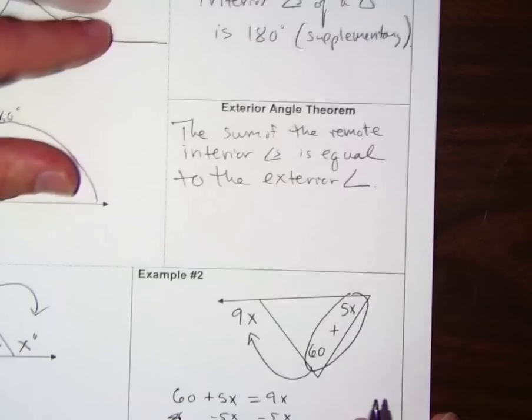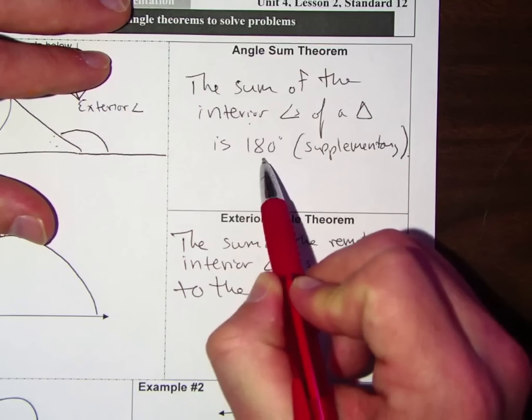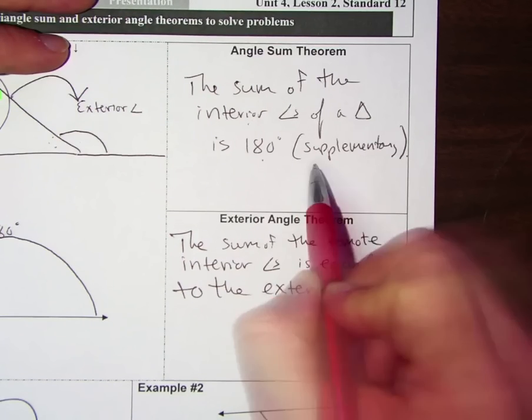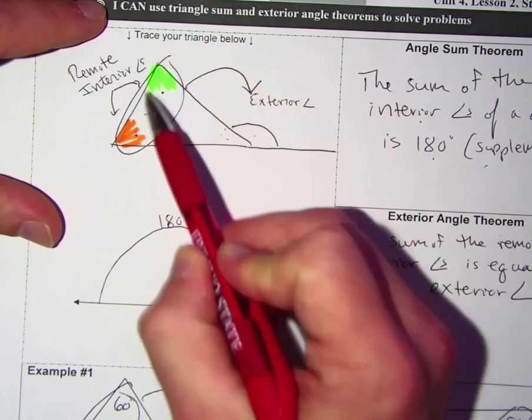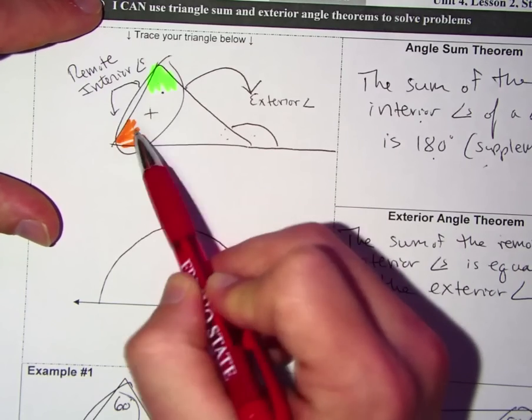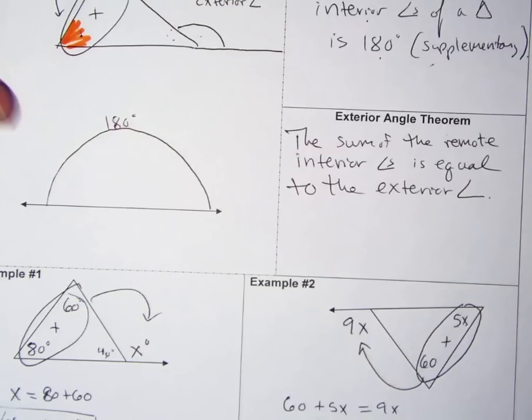So again, interior sum, all the angles on the interior of a triangle add up to 180. They're supplementary. Exterior angle theorem, this exterior angle right here is equal to the sum of the remote interior angles, the far away ones, not the adjacent one. Okay, good luck.